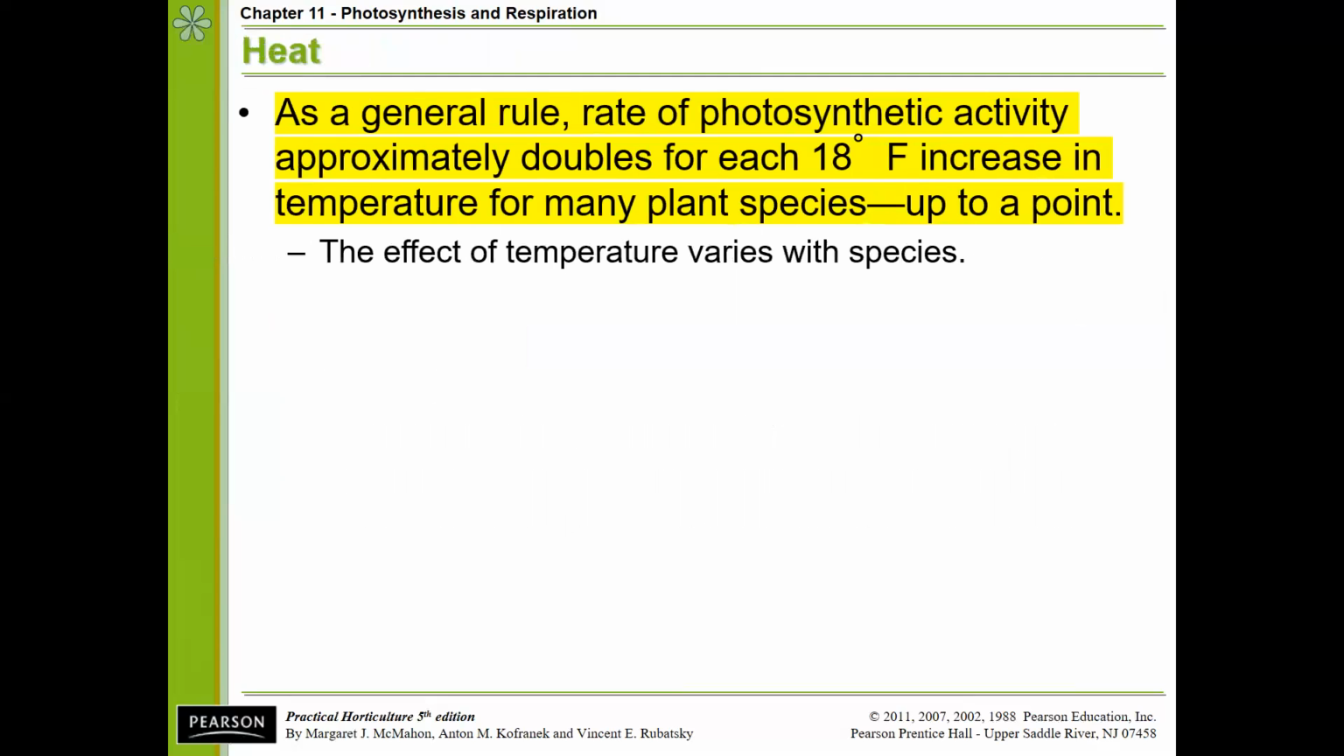Heat also plays a role in photosynthesis and respiration. As a general rule of thumb, the rate of photosynthetic activity doubles for each 18-degree increase in temperature, Fahrenheit, for many plant species up to a point. And again, that effect of temperature varies with species. If it's a warm season crop, it's going to be affected more greatly than it's going to be affected for a cool season crop.